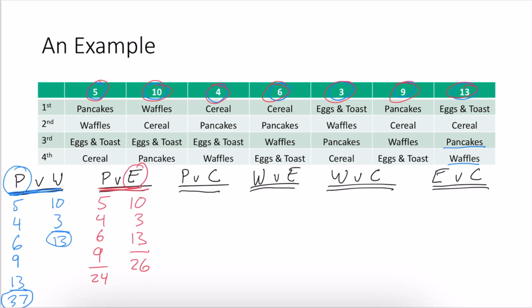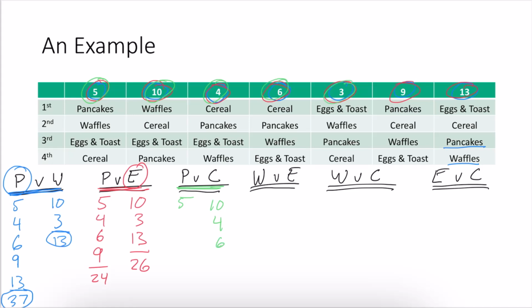But in this case, eggs and toast are going to get the whole point in that pair. And then basically you just keep on doing this. So for pancakes versus cereal, these 5 votes will go to pancakes. These 10 votes will go to cereal. These 4 votes will also go to cereal, and so will these 6.